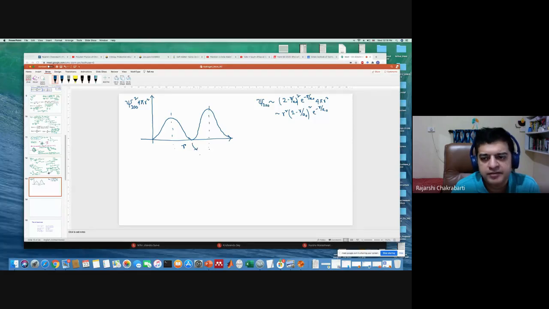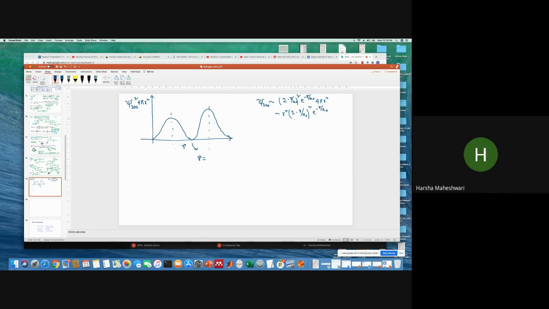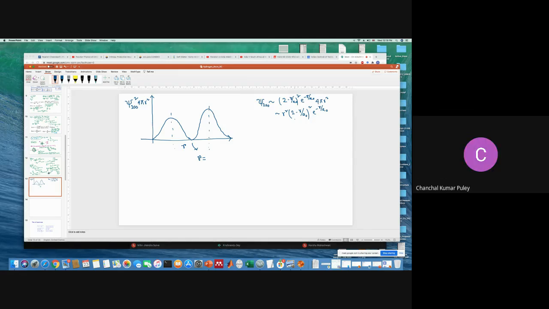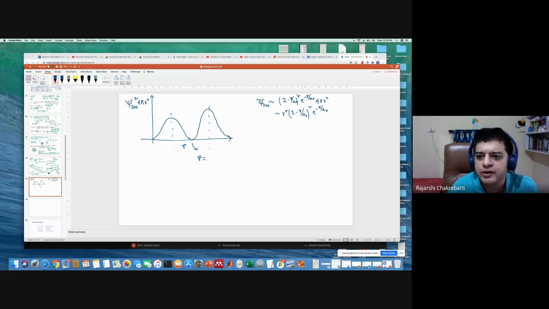Can you tell me when it will hit 0? What is the value of r? Just by looking at this expression, when is this function going to be 0? Tell me. So r equals 2a0. Yes, because when r equals 2a0, this quantity is 0. So essentially at r equal to 2a0, it will be 0.